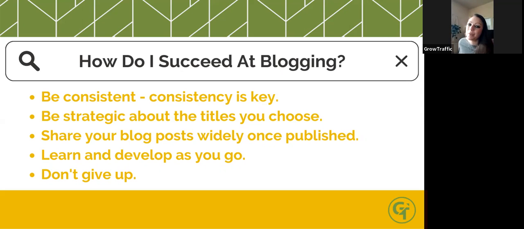Share your blog posts once they are published. So many people write beautiful blog posts, and they optimize them and they upload them to their website, and then they don't do anything with them. They will help, you know, the search engines are crawling them, they'll help bring traffic, but just go that little extra bit. Share it across all of your social media platforms, share it on your email newsletter, and don't just share it the once when you've published it.